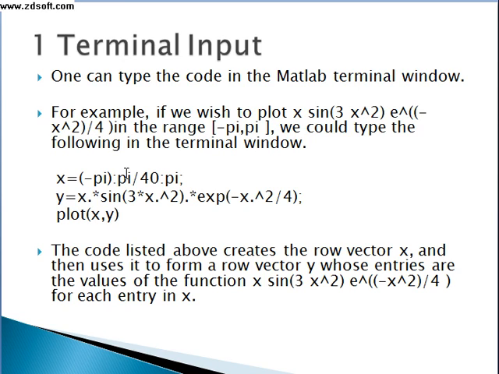Okay. Now I am assigning the value of y equal to x sin 3x square into exponential of minus x square by 4, and then the command plot x comma y. It will plot a graph between x and y, x on the x axis and y on the y axis respectively. The code listed above creates a row vector x and then uses it to form a row vector y whose entries are the values of the function x sin 3x square into exponential to the power minus x square by 4 for each entry in x.